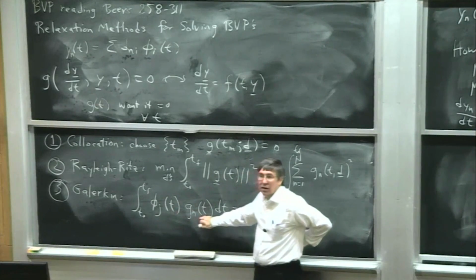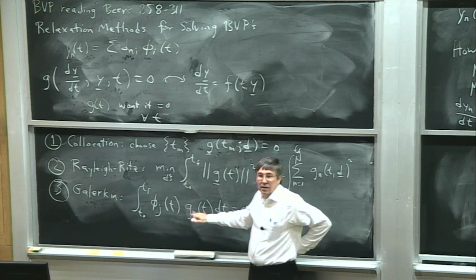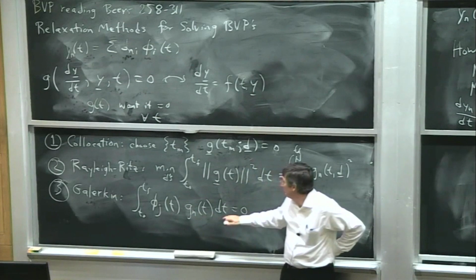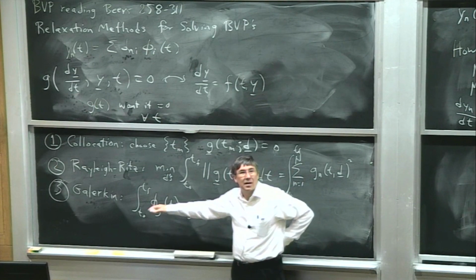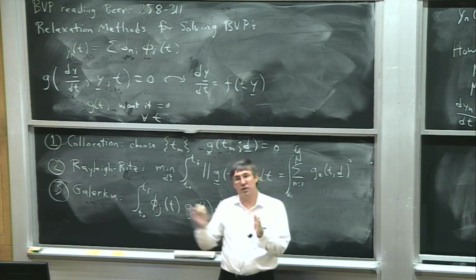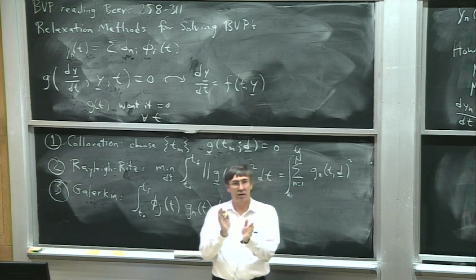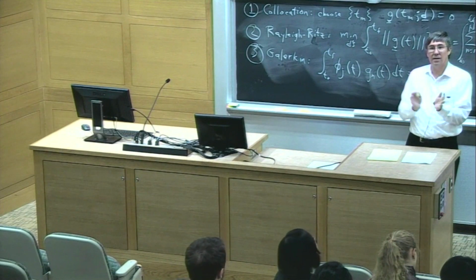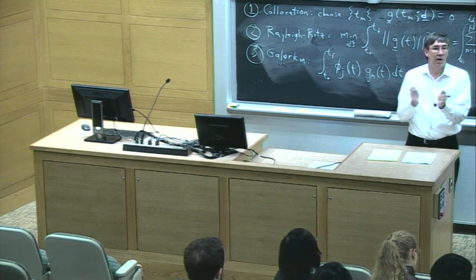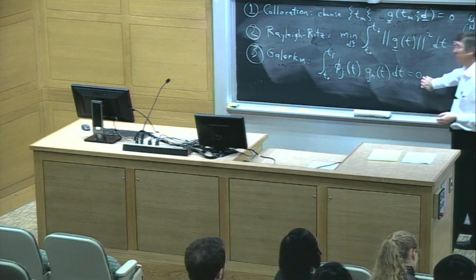It's saying that I want the error to be orthogonal to the basis functions, in the sense that for two functions, the integral of the two functions like this is like an inner product, just like the inner product between two vectors. So I'm saying in the function space that I'm working in, I don't want to have any error. That's what this is saying.